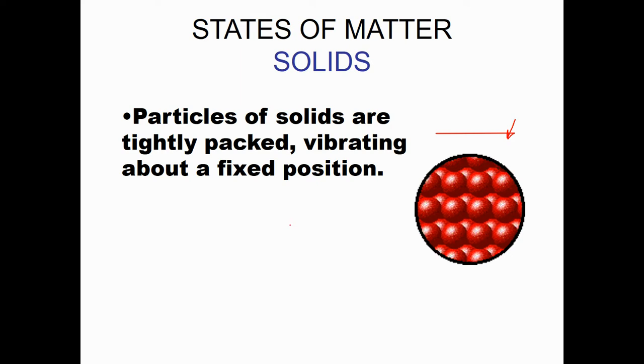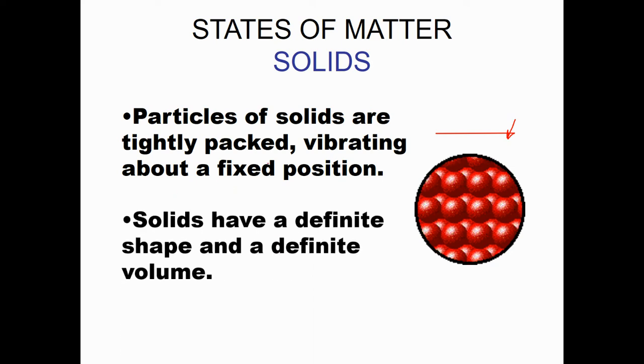Their shape doesn't change because they're in a fixed position, right? So because they're fixed, the shape is unchanging. It's defined. Same thing with the volume. It's going to displace the same amount of space no matter where it sits. A cube is a cube is a cube. If that cube is 1 centimeter on each side, then it's going to displace 1 cubic centimeter worth of air or water or whatever medium you put it in. So that's a solid.